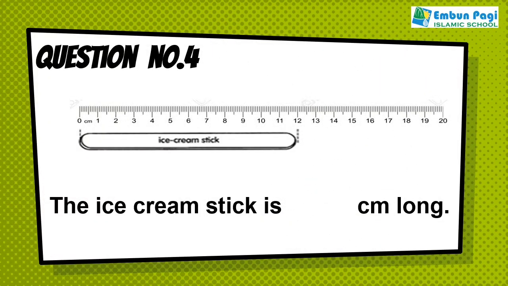Question number 4. In this question, we need to find out the length of the ice cream stick. To answer this question, please pay attention to the ruler. Look at the object, the ice cream stick. It starts from 0 centimeters and ends at 12 centimeters. So, the ice cream stick is 12 centimeters long.